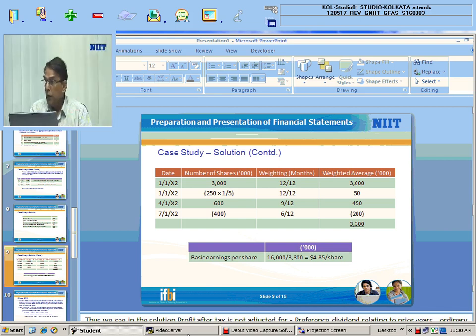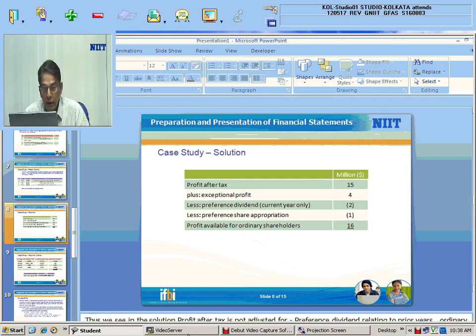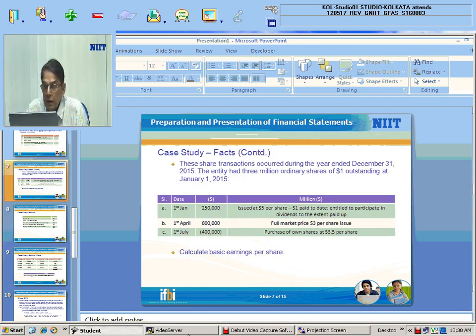400, remember, so I'll go back to that information again, okay? On 1st July, the company purchased own shares. This is called buyback of shares. So 400,000 shares were purchased back by the company. They paid $3.50 per share from the willing shareholders who were willing to sell the shares back to the company. So it's a buyback of shares.